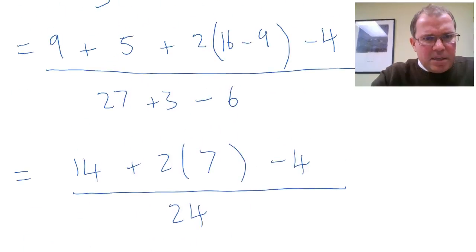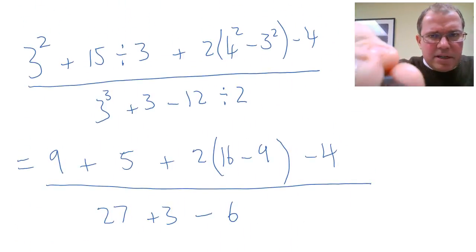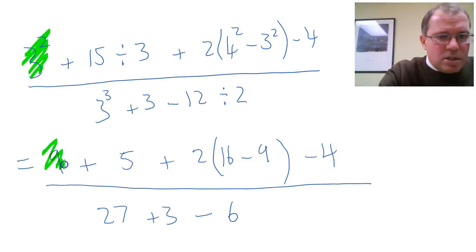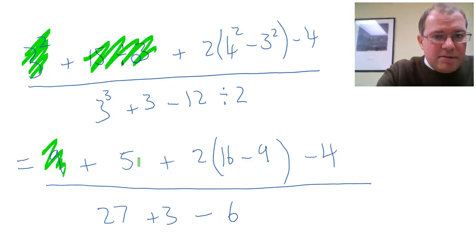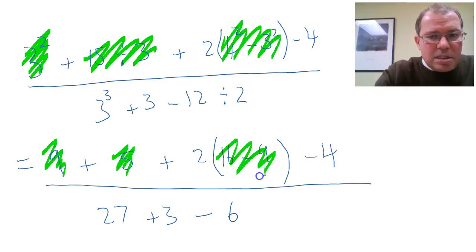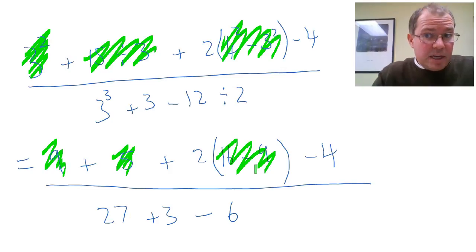Going down the page is really good mathematically, because if I just get a highlighter pen, it's good convention. I can see that the 3 squared has changed to a 9. I can see that the 15 divided by 3 has changed to the 5. I can see that this has changed to 16 minus 9. Going across the page is actually harder for you to see your work changing.